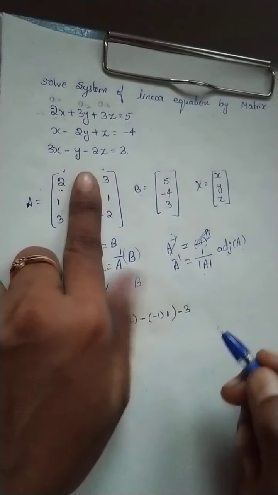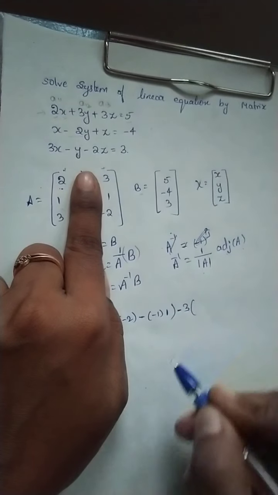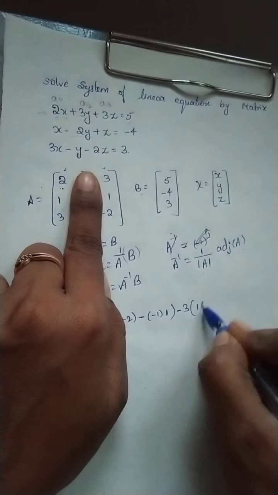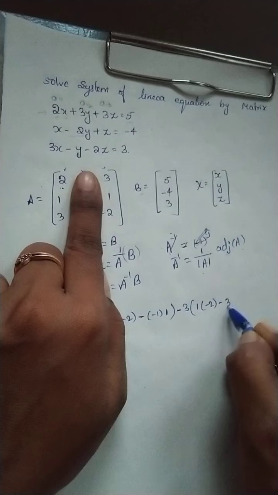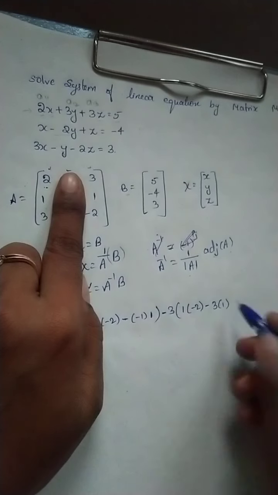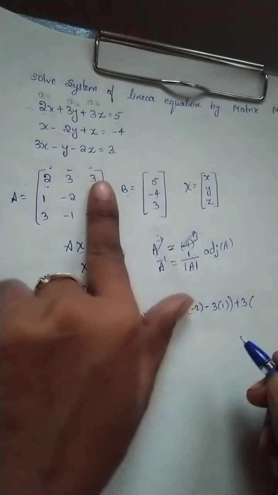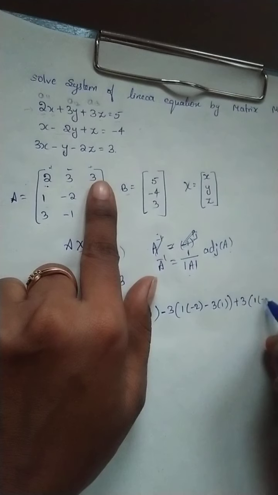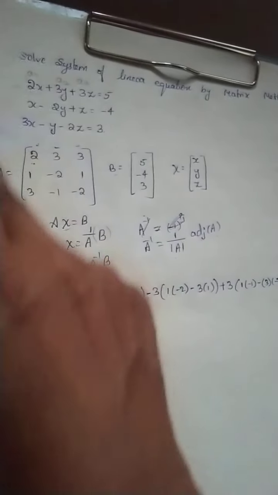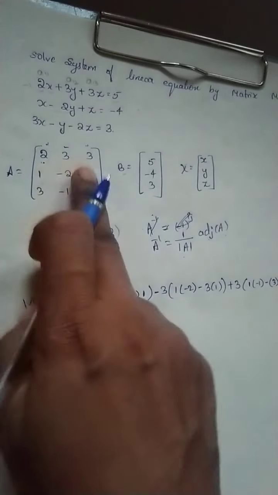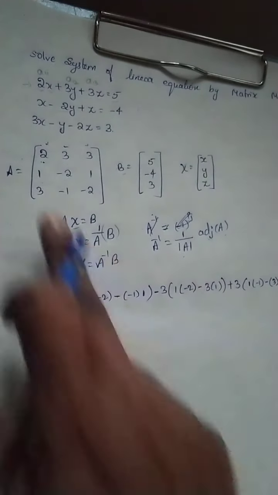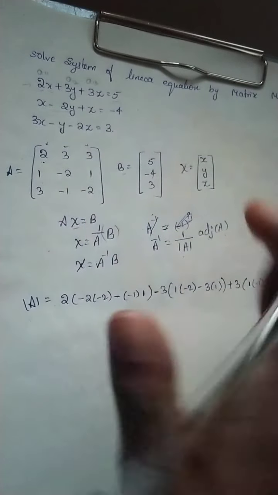Now we have to eliminate that row and that column. So the remaining values are 1 into minus 2, minus 3 into 1. Now the last value is positive 3. Now 1 into minus 1, minus 3 into minus 2. This is how we find the determinant of the given matrix. We considered the first row, but you can consider any row or any column.